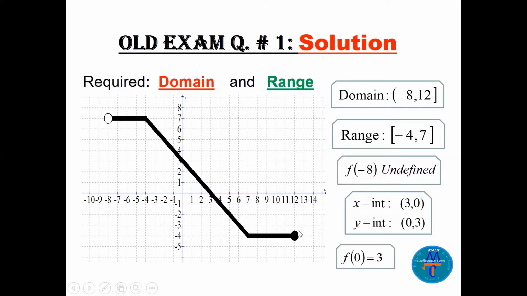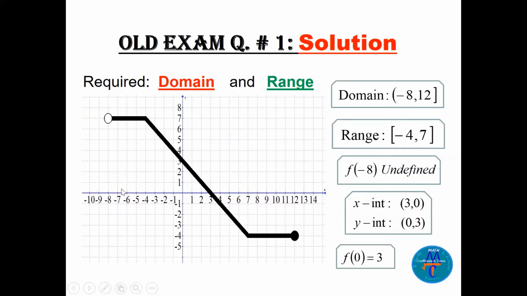Now in the range, we go here, it is closed, minus 4 until 7, also closed. Maybe you will ask why this is open, but we write closed at 7? Because we have other points, like minus 7, 7, minus 6, 7, minus 5, 7. So 7 is already in the y values of this function.